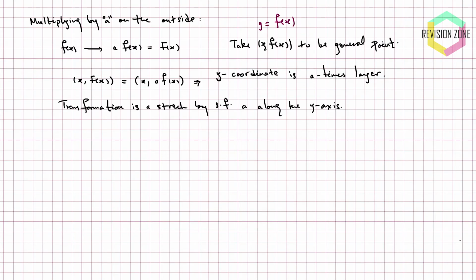So since that was our generic point, then our new generic point is basically going to be a times the old y component, right? That's the same thing as the y coordinate is now a times larger. So therefore, in this case, we have a transformation which is a stretch by scale factor a along the y-axis, right? The special case here obviously is if a happens to be 1, then there is no stretch because it's a stretch by scale factor 1, which means nothing actually changes. And if a happens to be negative, then something interesting happens. Obviously, there's still a stretch, but things are going to be a bit more funky. We'll consider an example of that case before we end the video.